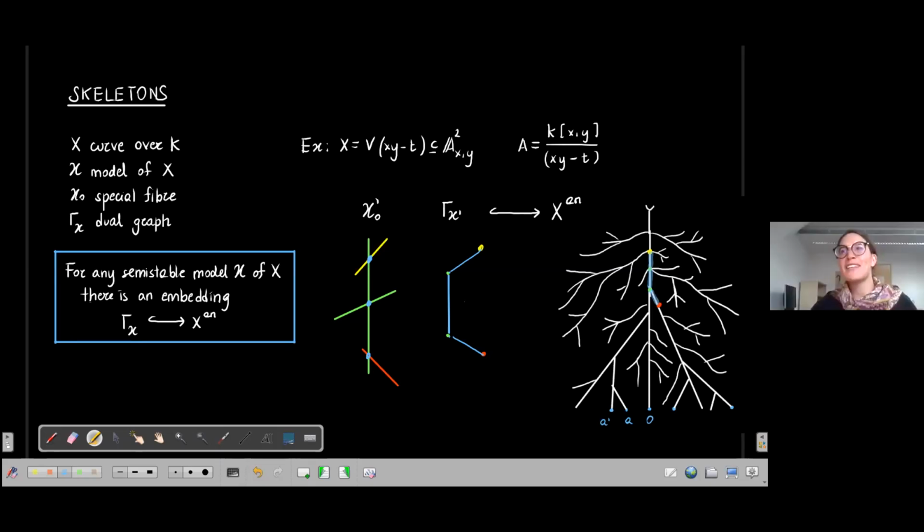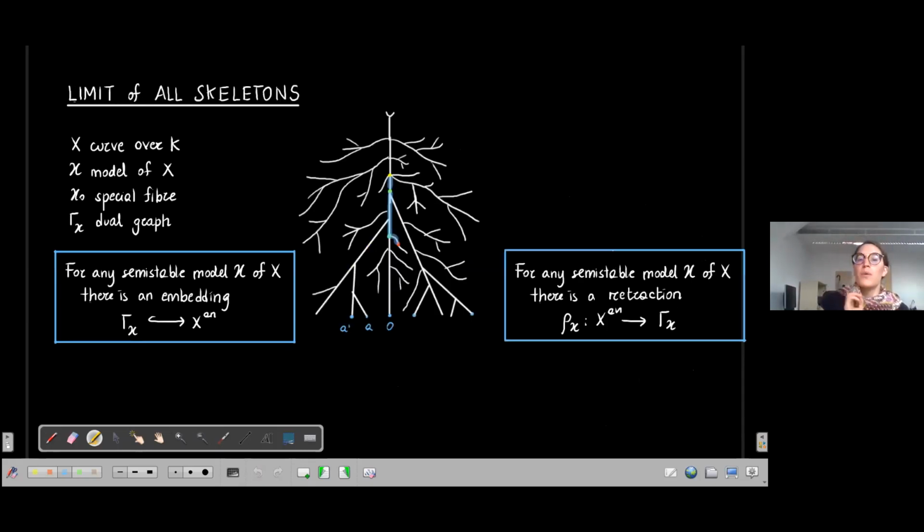So you can imagine that now, if we were describing before the Berkovich space is the limit of all tropicalizations, maybe we can also describe the Berkovich space as the limit of all these skeletons. To make this statement precise, we need one more proposition that I will recall here. When we're given a model, we have an embedding, and this is the part that we have here on the left, but we also have a retraction here.